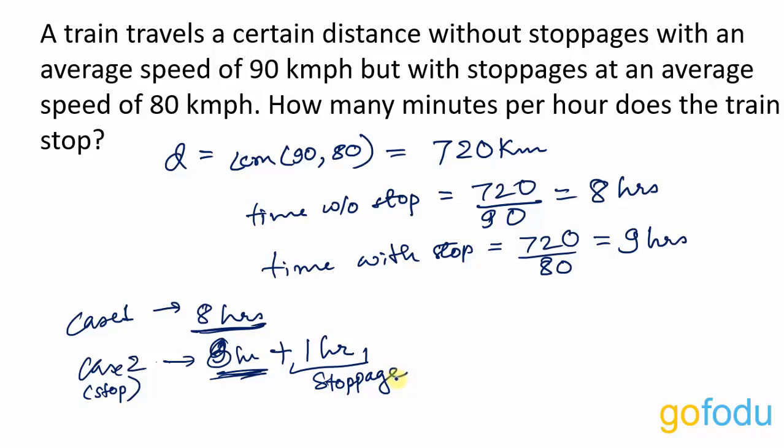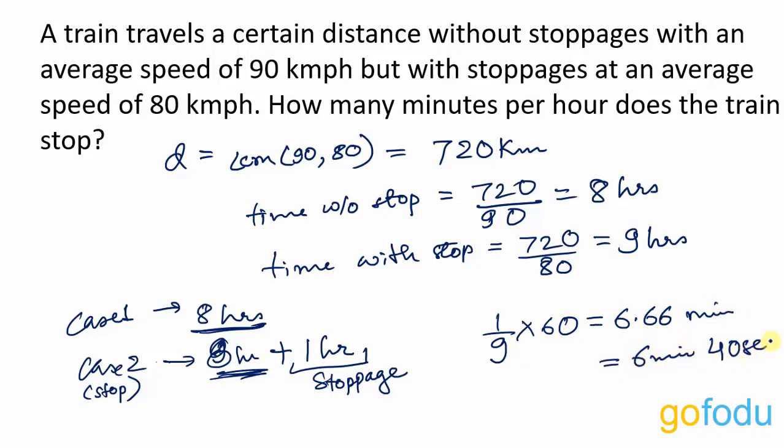Without the stoppages, the train covers the distance in 8 hours. That means out of these 9 hours, the train must be running for 8 hours and would have taken a stoppage of 1 hour. So we have 1 hour stoppage in a total 9 hour journey. That means stoppage per hour is 1 upon 9. And if we convert it into minutes, we will multiply by 60. And this will again give 6.66 minutes or 6 minutes 40 seconds.